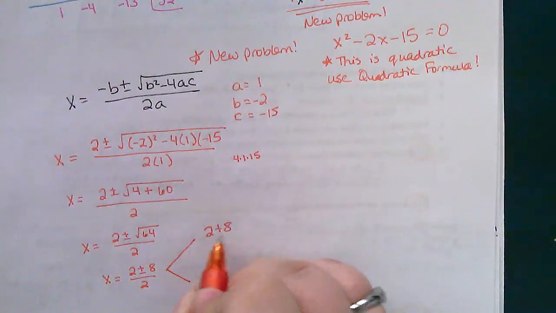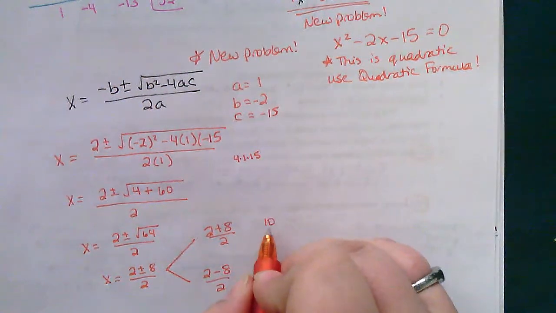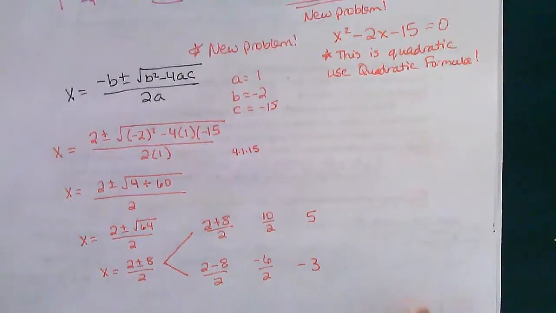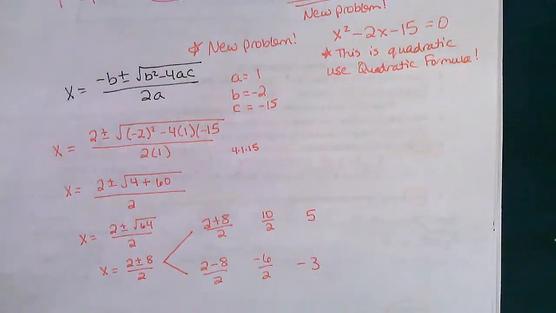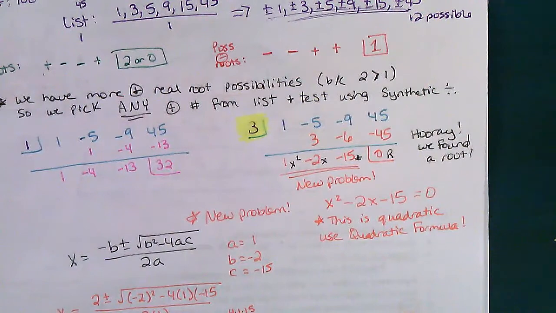2 plus 8 divided by 2, and 2 minus 8 divided by 2. 2 plus 8 is 10, so I have 10 over 2, which is 5. And 2 minus 8 is negative 6 over 2, so I have negative 3. So what are my roots? Well, my roots are these two that I just found and the 3 from clear up here.